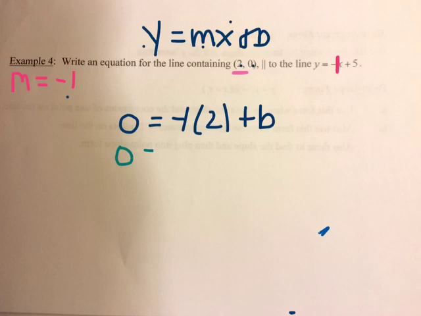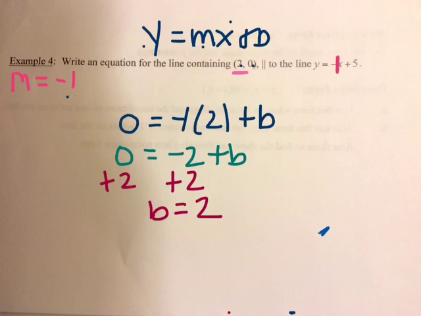Negative 1 times 2 is negative 2. Add 2 to both sides. B ends up equaling 2. So the equation of our line, y equals negative 1 x plus 2.